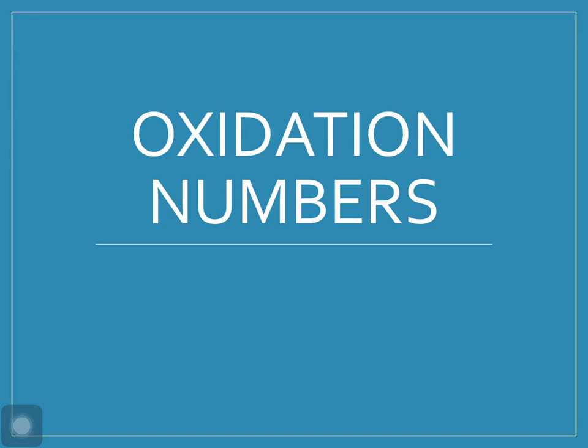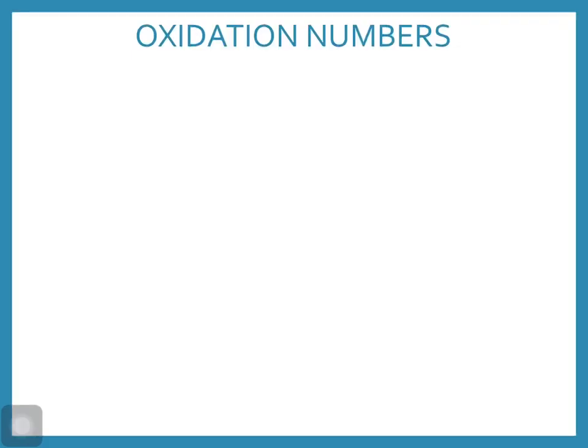In this lesson, we're going to take a look at oxidation numbers. So oxidation numbers are an arbitrary assigning of a charge. So we're talking about redox reactions, so reduction and oxidation half reactions, and how there's a gain and loss of electrons happening in those reactions.